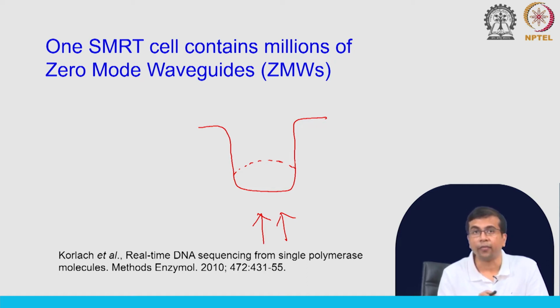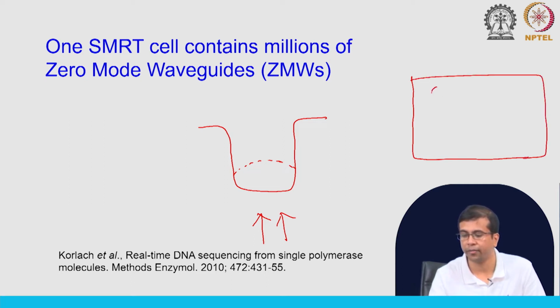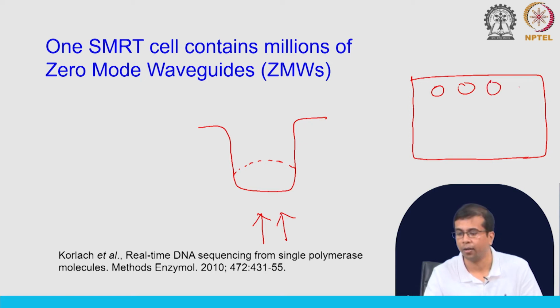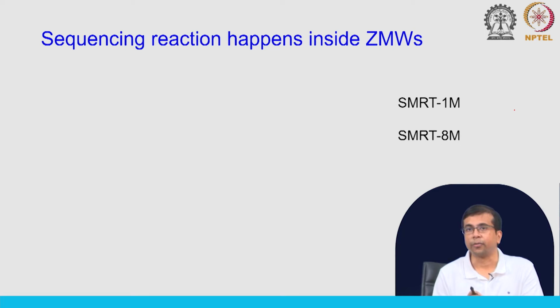And in the SMRT cell we have millions of such zero mode waveguides. If you imagine in your mind, we are looking from the top at all these wells, and you have millions of them in the SMRT cell. Which means we can do this sequencing for millions of these molecules in parallel inside one SMRT cell. So, sequencing actually happens inside these ZMWs. One of the terms I will introduce is that you will see SMRT 1M, SMRT 8M. It simply tells us how many ZMWs are present inside the SMRT cell.